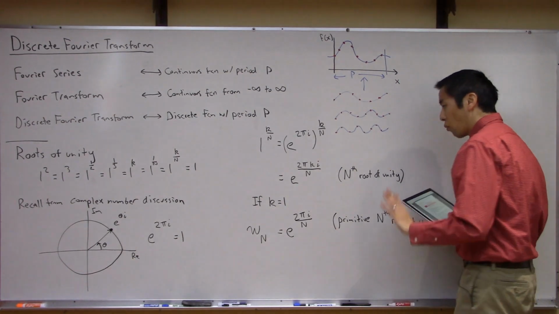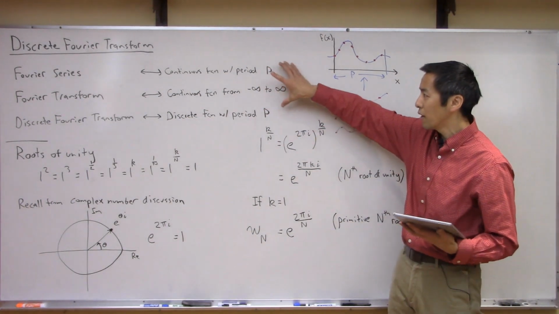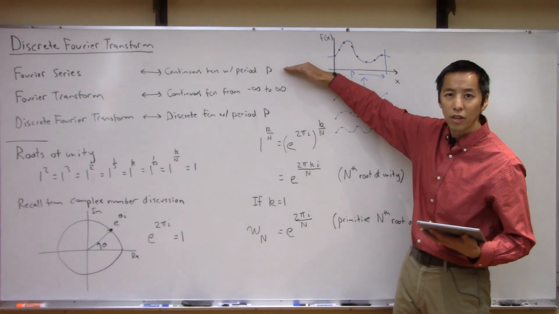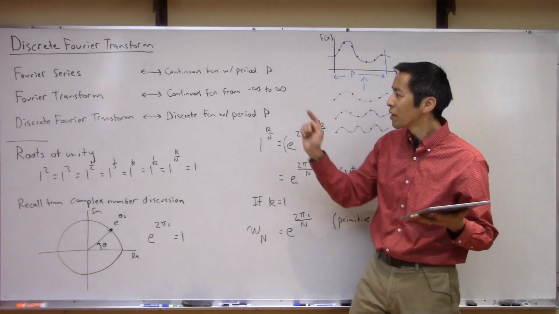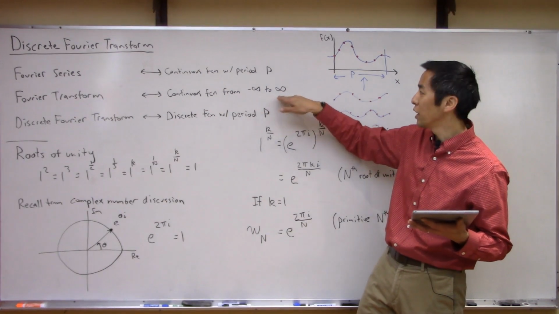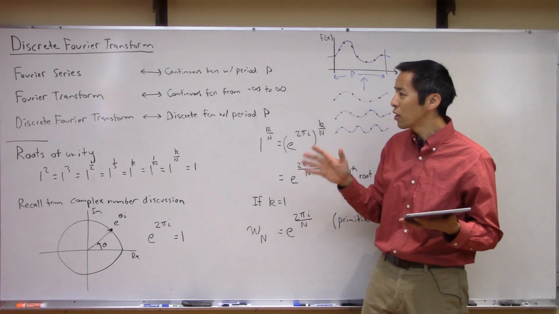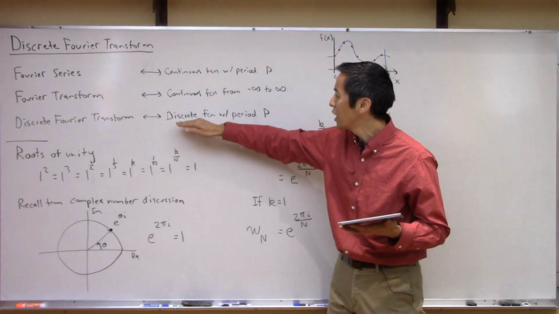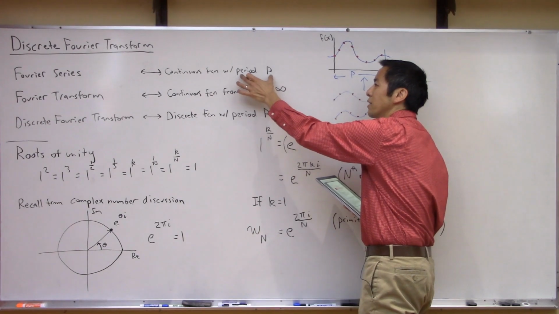So again, what we're doing here is taking these samples, and I want to highlight a little bit of this notation to make sure we're all on the same page. The original Fourier series was dealing with continuous functions with period p. Then the Fourier transform was continuous functions, but now going from minus infinity to infinity. So really, what I just described here maybe should have been called the discrete Fourier series, because we have a discrete function, but it has a period p, just like how the Fourier series had a period p.